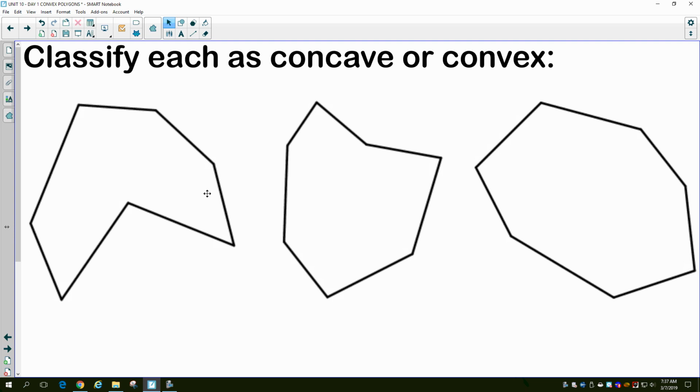So I want you to take a second, pause here, and classify each of these polygons as either concave or convex. So this first polygon, I have that vertex that points inwards, and so that is a concave polygon. In this one, it's a slight dent right there. Those two segments meet, and the vertex points inwards to the inside of the polygon, and so that one's also concave. And in this last one, all the places where the segments meet, all the vertices point outwards, and so that is a convex polygon.